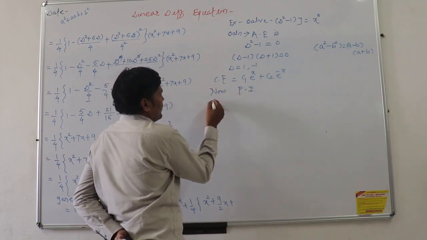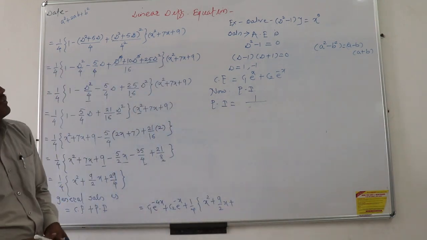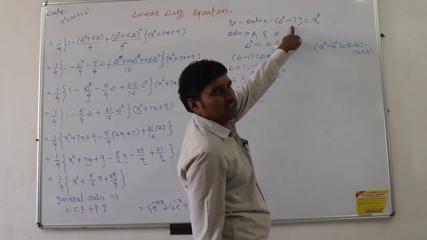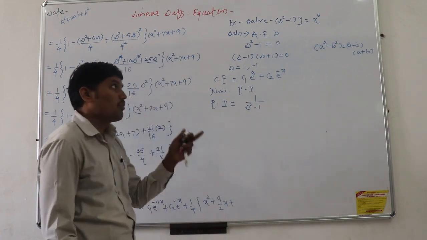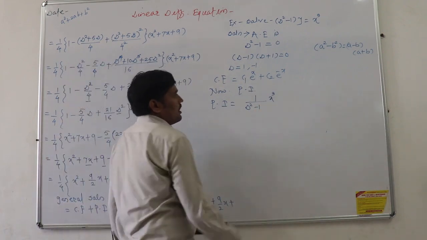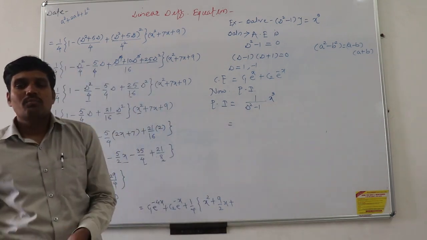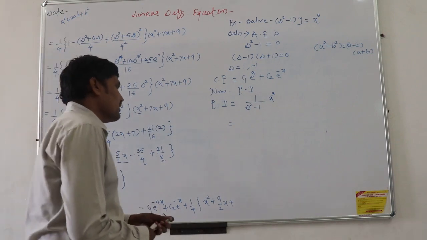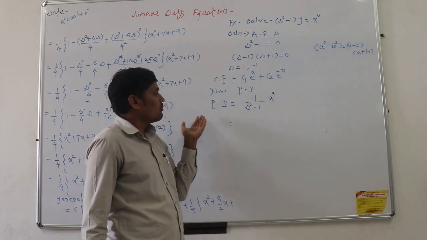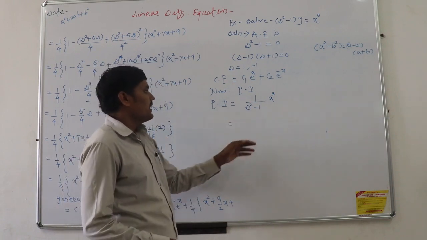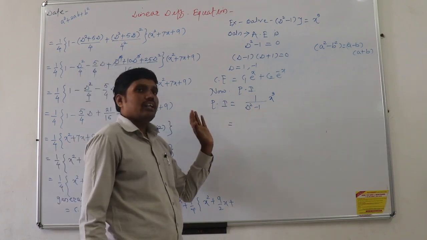So the particular integral PI is equal to 1 upon phi of D times f of x. Phi of D is D square minus 1, and f of x is x cube. Again it is an algebraic function, so first transform the denominator into 1 plus or 1 minus. In the previous example the denominator was D square plus 5D plus 4, so to reduce it to the form 1 plus or minus we considered 4 as a common term. But here the denominator is D square minus 1, so we have 1 but it is minus 1, and the required term is positive 1.